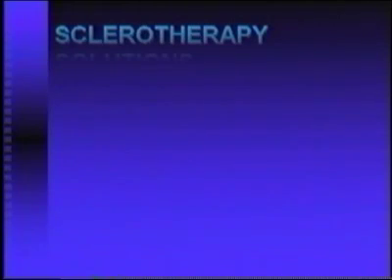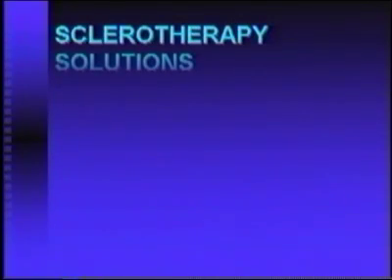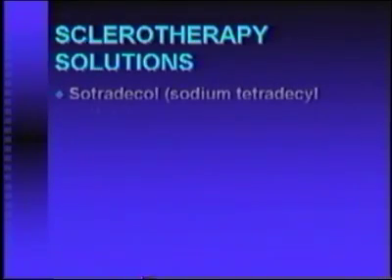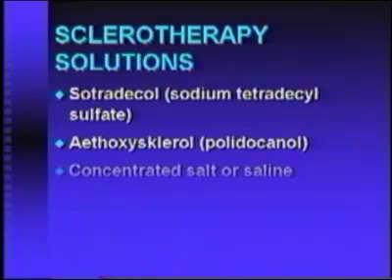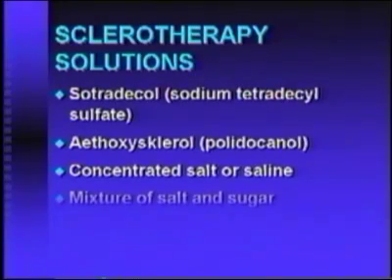Several solutions can be used to treat abnormal veins. The main solution is a detergent or emulsifying solution called sotradecol. It has been approved for use since 1946. Another similar solution, polidocanol, is pending FDA approval. Other solutions sometimes used are hypertonic saline or a combination of salt and sugar. Sotradecol and polidocanol are typically pain-free during injection.